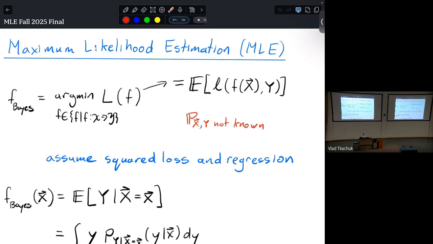Okay, and let's get into it. This maximum likelihood estimation stuff.